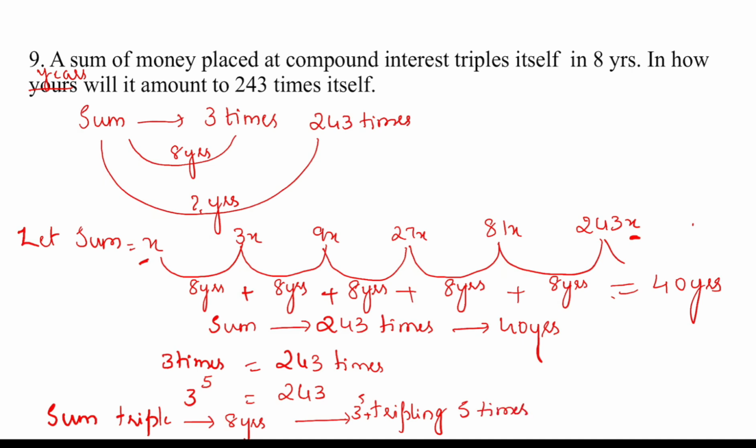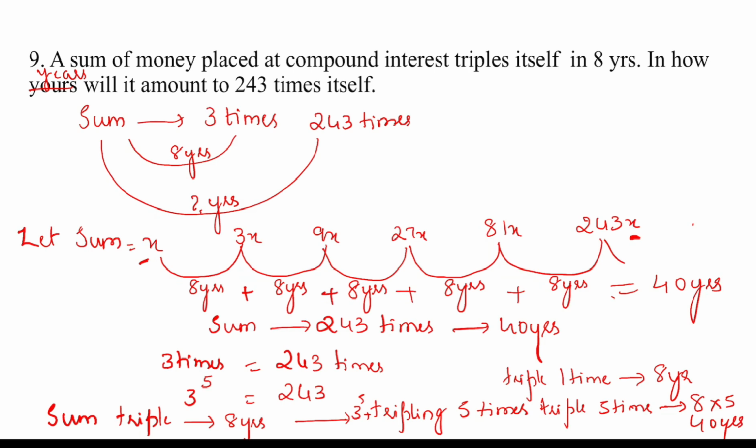So one time it will triple in 8 years. To triple 5 times it will take how many years? 8 into 5, which is equal to 40 years.